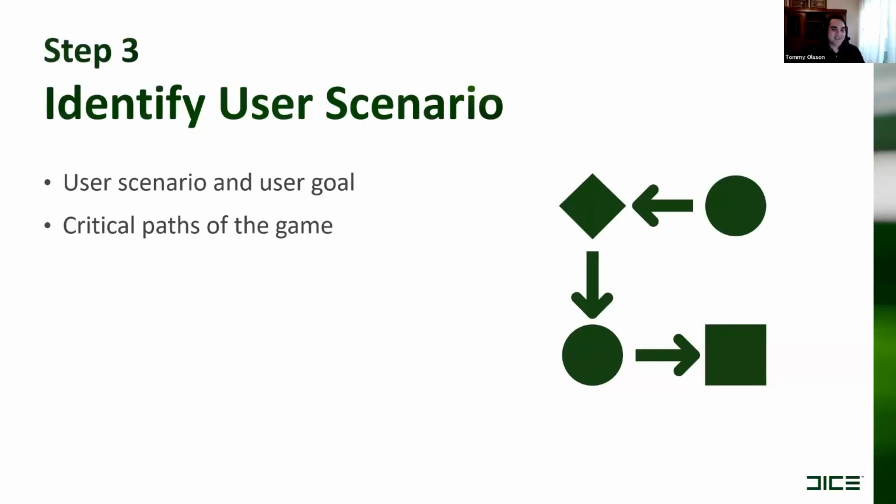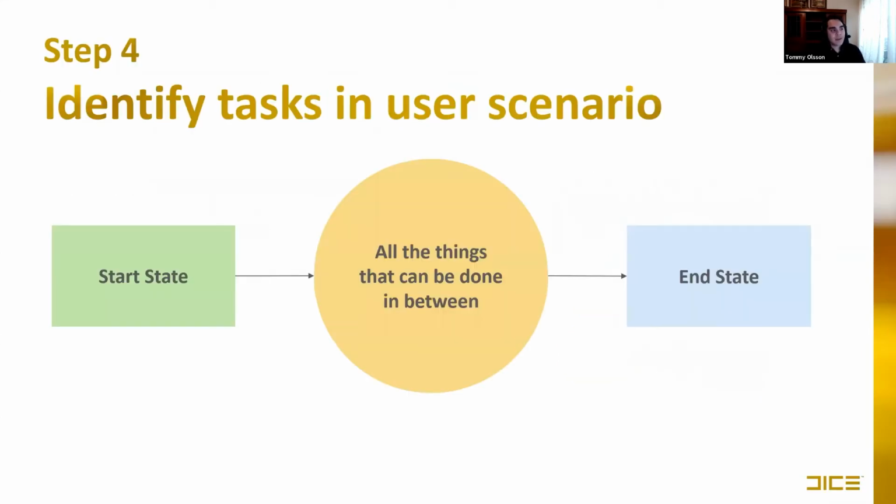So the next step is to identify a user scenario with a user goal in the game and write that scenario down. These scenarios can be critical paths of the game and can, for instance, be shorter scenarios, from a player wants to adjust the volume settings, to longer scenarios, such as a player wants to play the first single player level of the game.